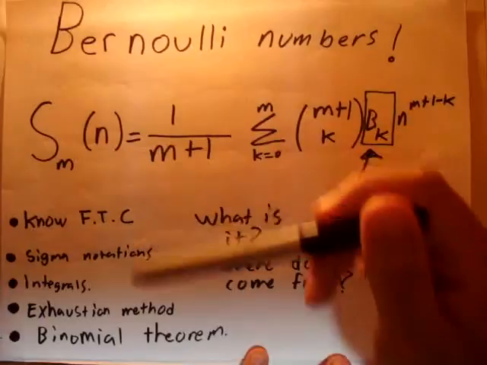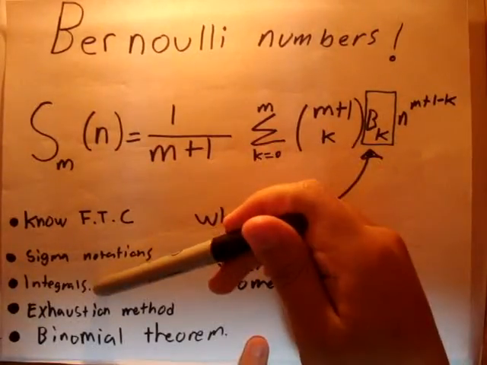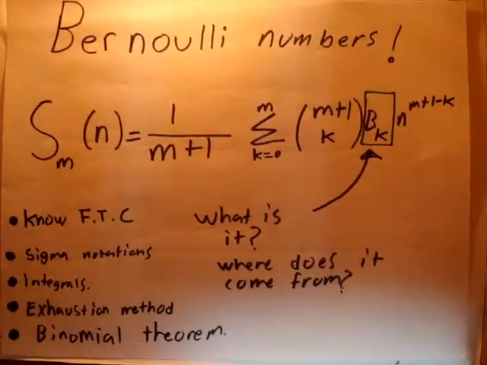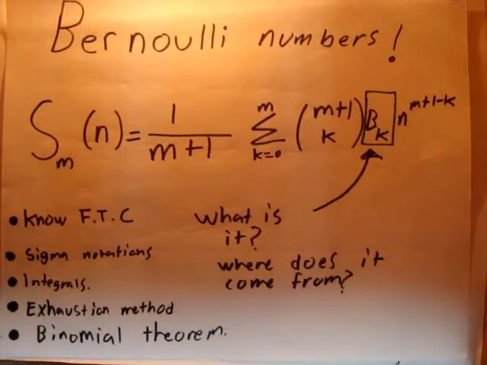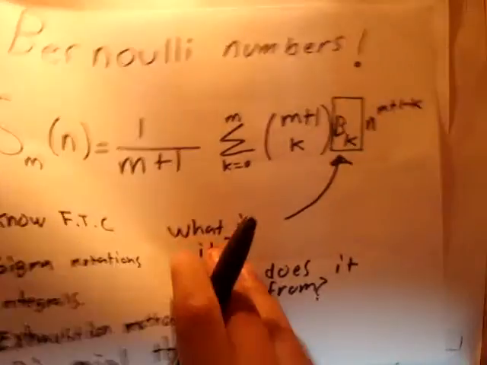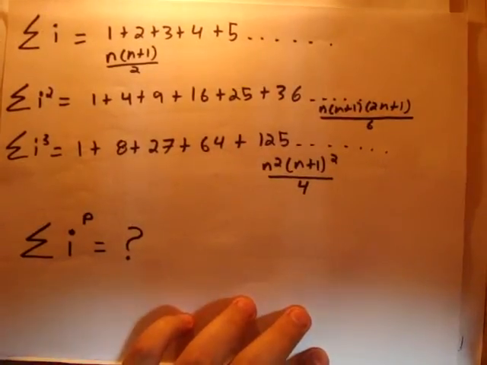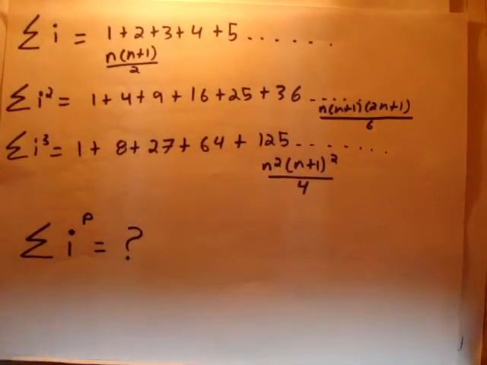We're going to need to know sigma notation, integrals, the exhaustion method, by which I mean finding areas, and of course the binomial theorem. So, to begin, let's answer where they come from. Well, Bernoulli numbers arise from the initial pursuit of finding a general formula.